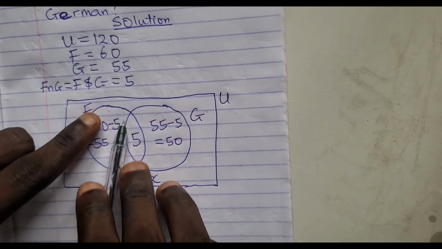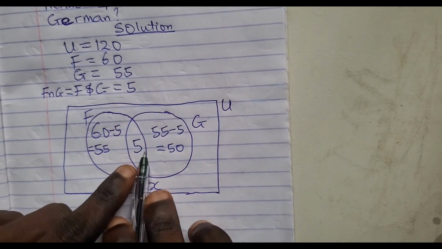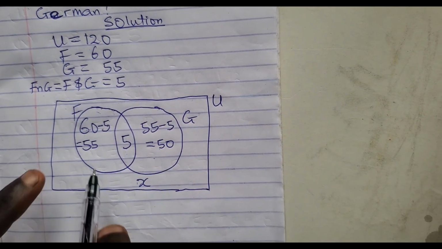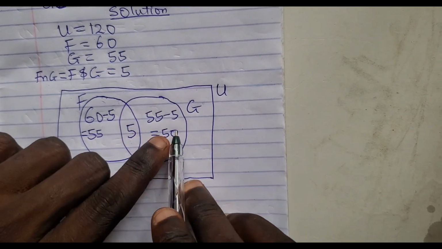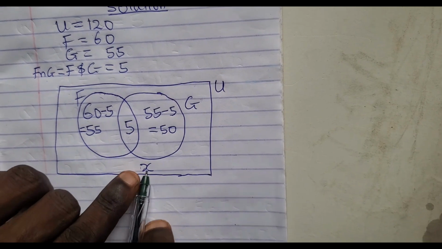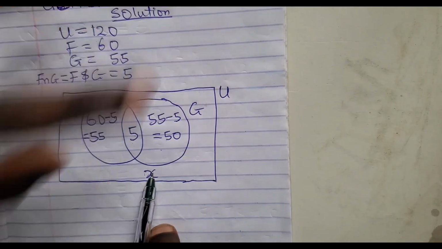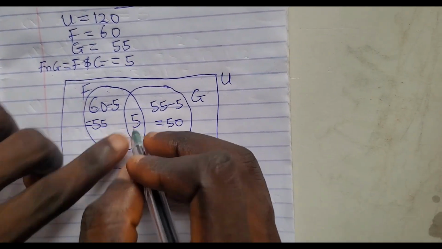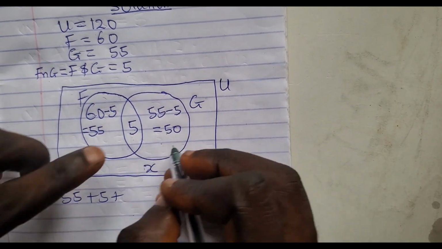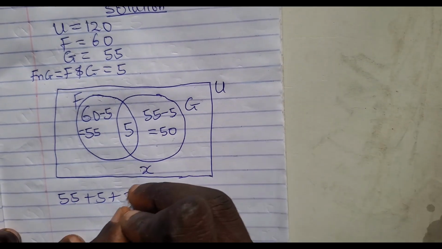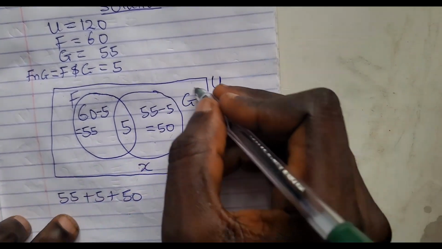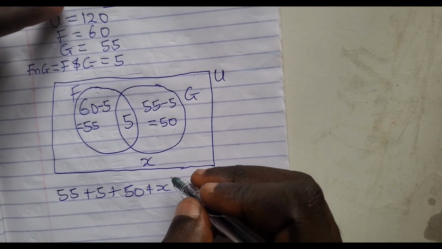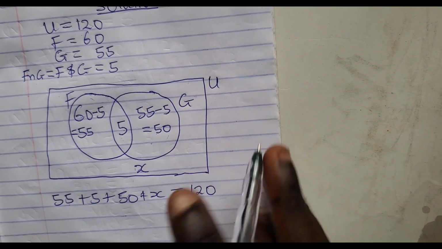So for this side, 55, this 5, and this is 50. So we are adding 55 plus 5 plus 50 plus this X, because it's also part of them. It's just that they don't speak any of them. You can see it's inside the universe too. Everything must be equal to the universe, which is 120.